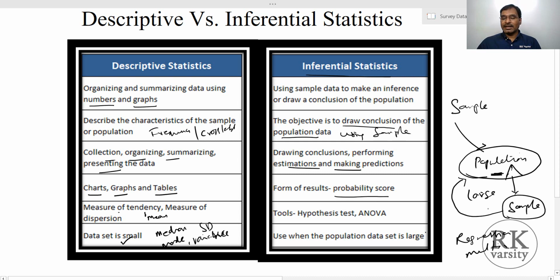As you are collecting a sample and trying to infer the results of the sample to the population, we look at the probability values. What is the probability of success or failure? For this purpose we use statistical tests, that is hypothesis tests like ANOVA and chi-square. Those statistical tests are used to draw inferential statistics. And we use inferential statistics when the population data set is very large. So these are the two different types: descriptive statistics and inferential statistics.